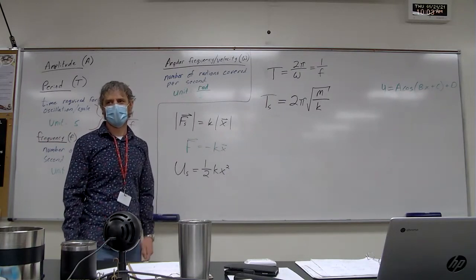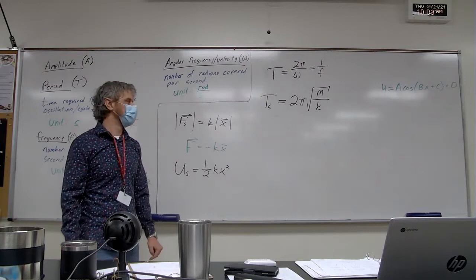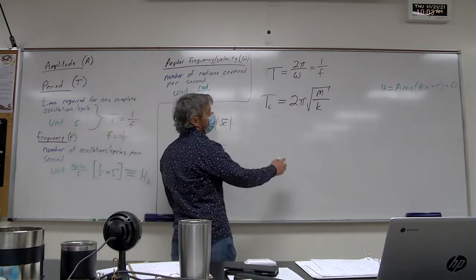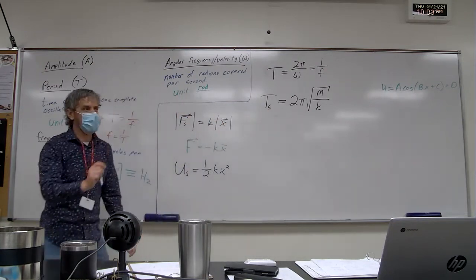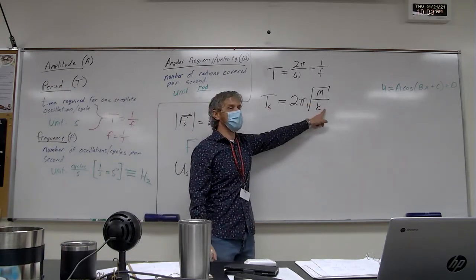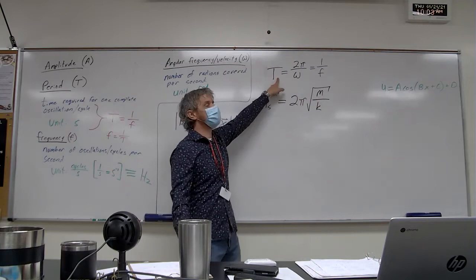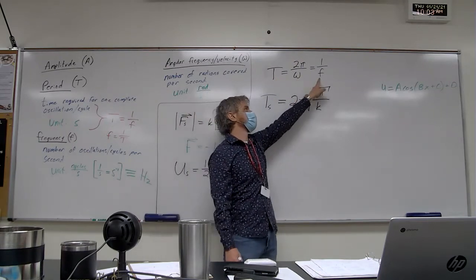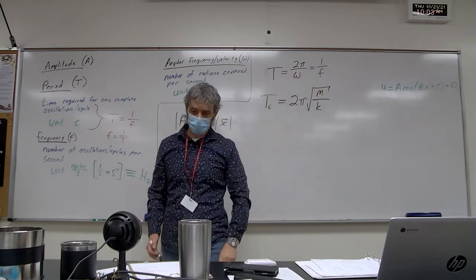Well, it involves, exactly, calculus. It involves some pretty tough math, but anyway. So that's the period for a mass spring oscillator. If you know the mass and the spring constant k, you can figure out the period, which you can then use to figure out either the angular frequency or the frequency using that equation.